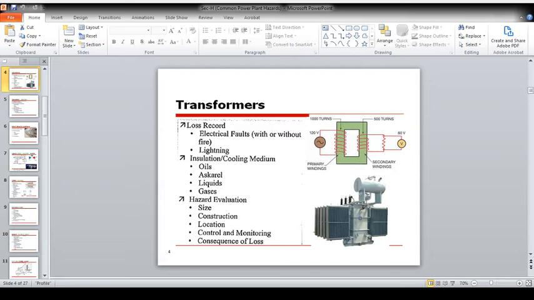It has coils on the side, and depending on the winding of these coils, more coils and fewer coils, you have different types of voltage generation. So 120 volt and 60 volt. This is what we call the primary winding, and this is called the secondary winding.